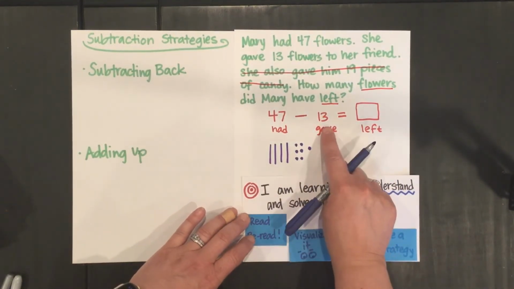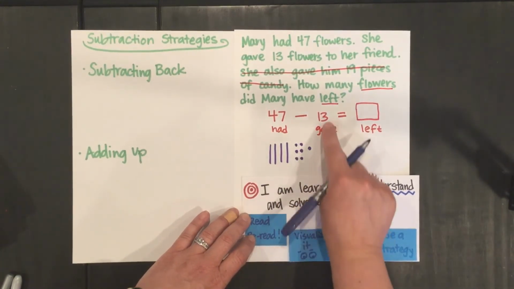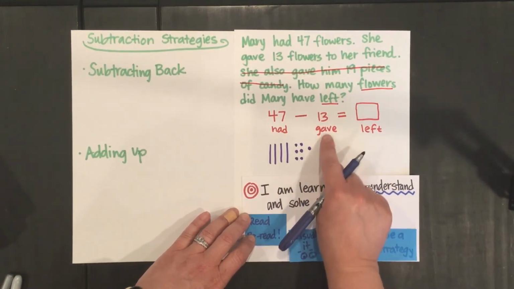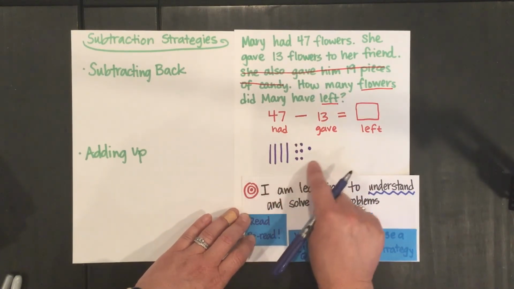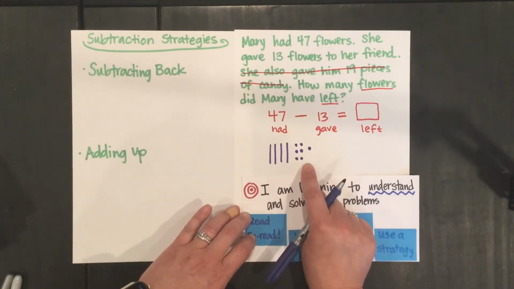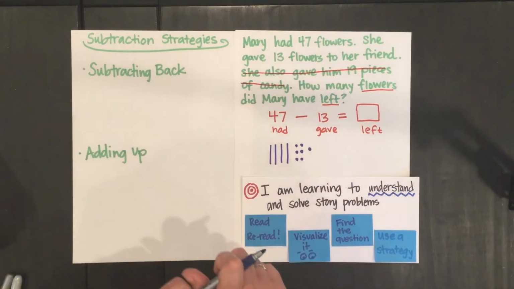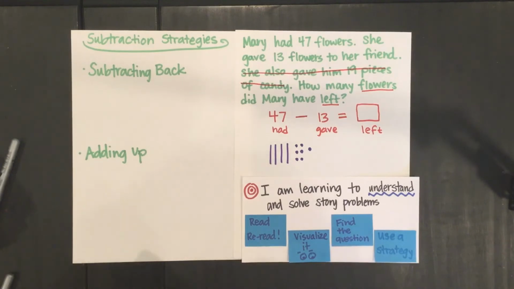And then I see the 13, but I'm not going to draw 13 more flowers because I know that the 13 that she gives away are going to come out of this pile of the flowers. So I'm not going to draw 13 like I did with the addition story of George's cookies. This time, instead of adding up, I'm going to be subtracting back.